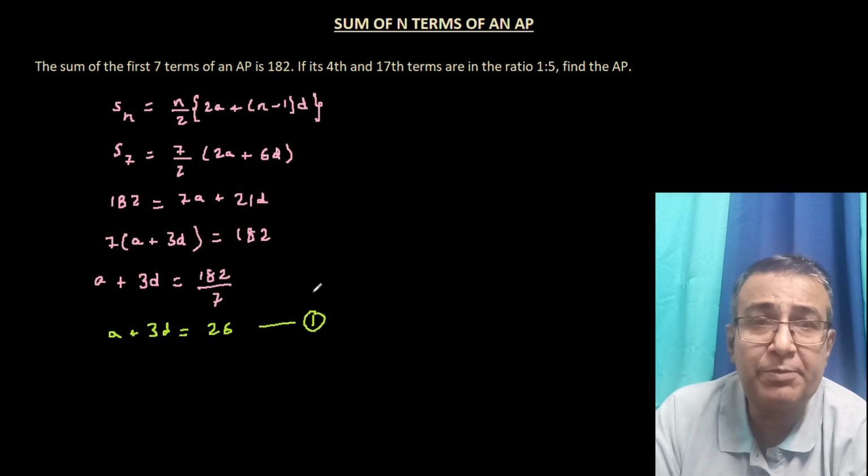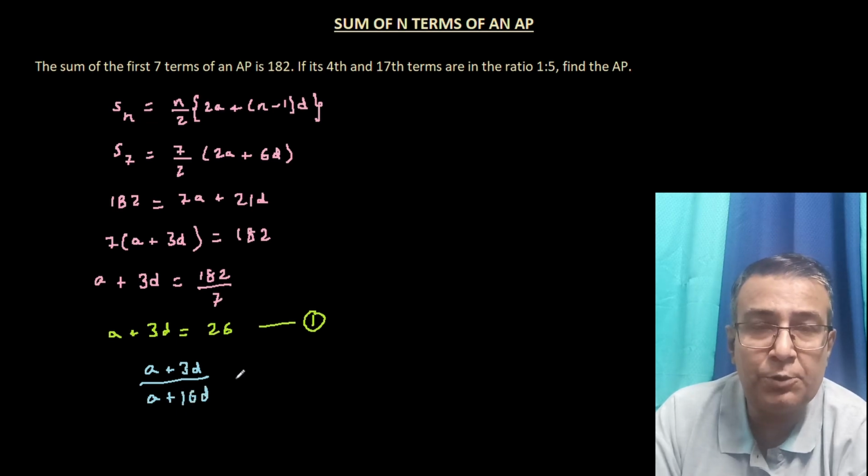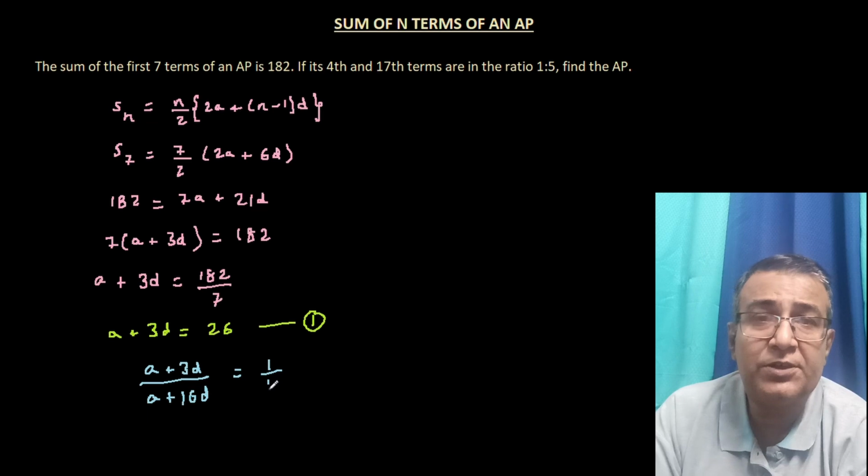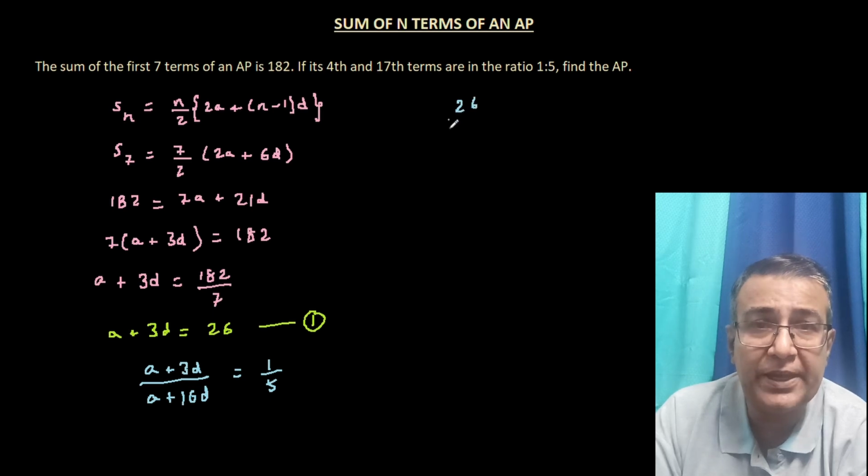Now moving to the second part of the question, we were also given that the ratio of the 4th and 17th terms was 1:5. So we know the 4th term can be written as a plus 3d upon the 17th term, which can be written as a plus 16d, should be equal to 1/5. Now according to equation number 1, we have already got that a plus 3d is equal to 26. So we can put in that value over here. So we get 26 upon a plus 16d is equal to 1/5.